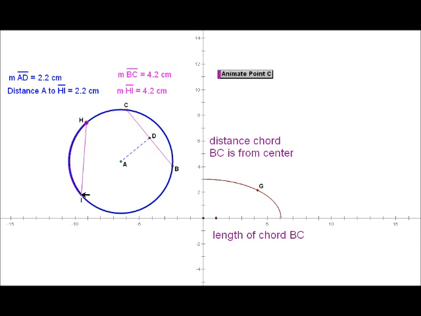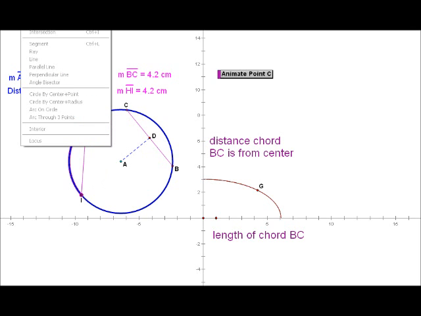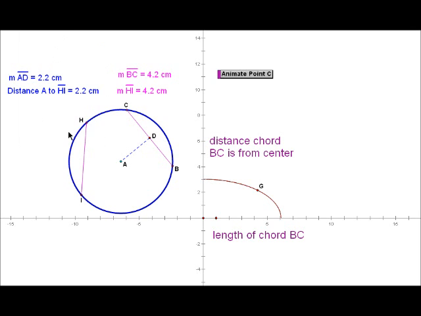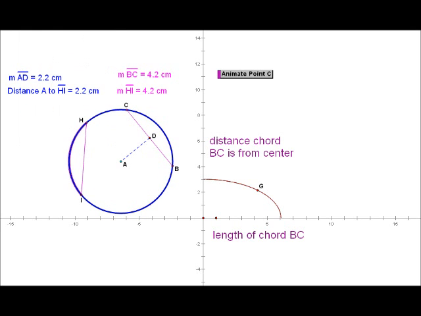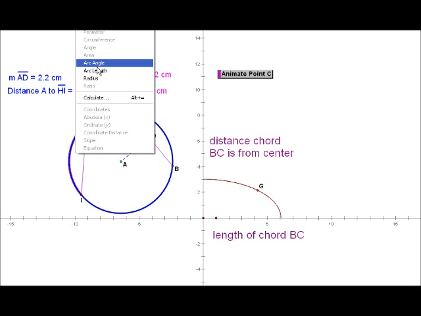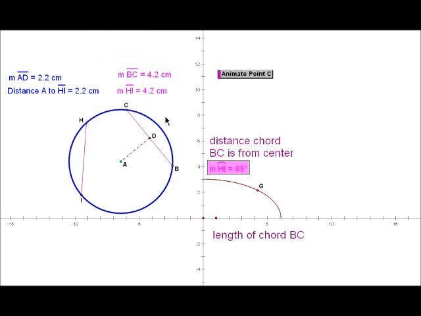Okay, so now let's talk about what happens if we look at the intercepted arcs. So let's say we want to look at this intercepted arc HI. First I'm going to construct, choosing the points, an arc on the circle, and I'm going to measure that arc. I want the arc angle. So the measure of arc HI is 89 degrees. Now let's come over here. We have segment CB intersect.